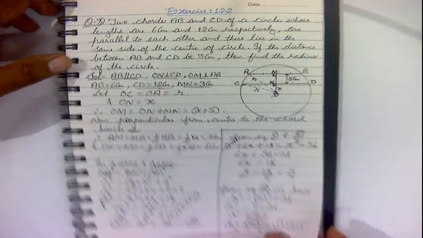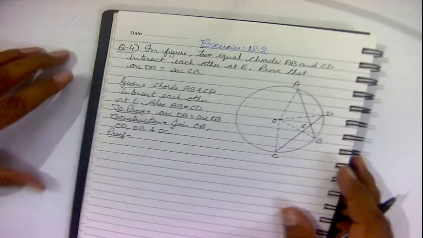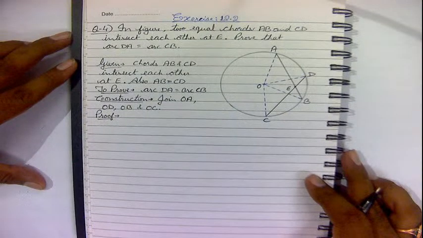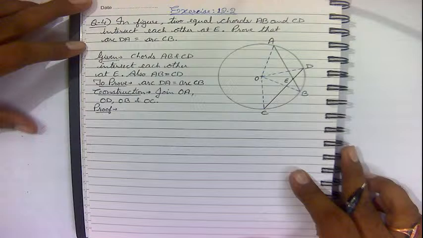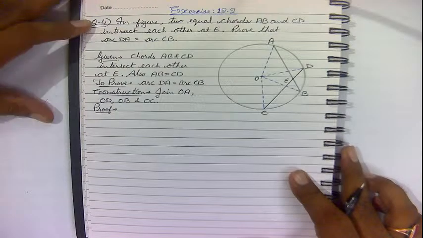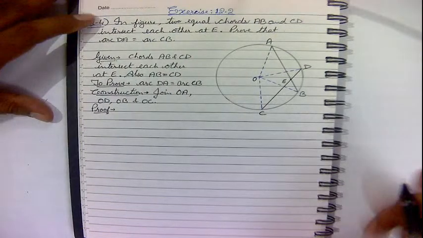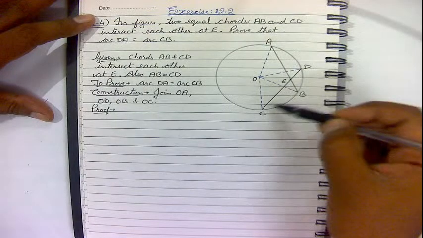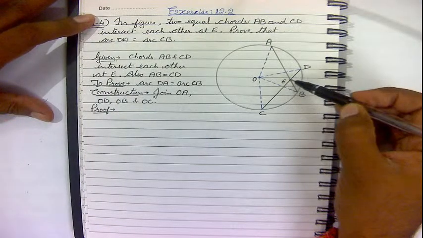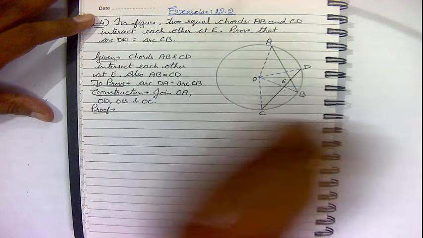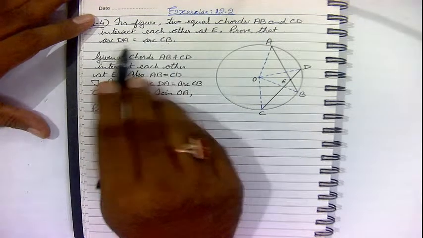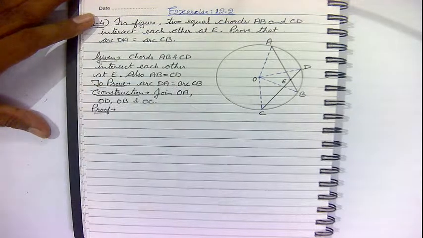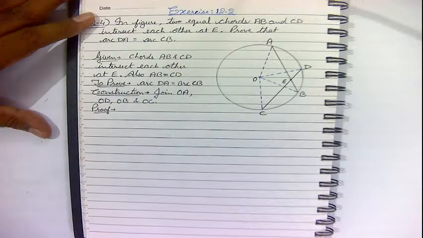Now let us move towards the fourth part, the fourth question of this exercise. Now the fourth question says, in the figure, two equal chords AB and CD intersect each other at E. दो chords हैं equal, AB और CD, दोनों कहाँ intersect करती हैं, point E के ऊपर. Prove that arc DA is equal to arc CB.